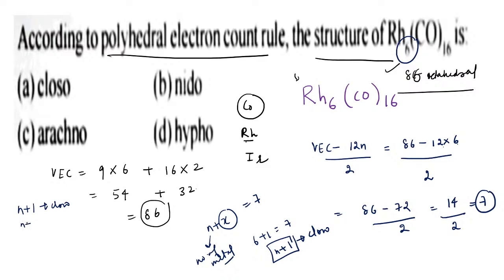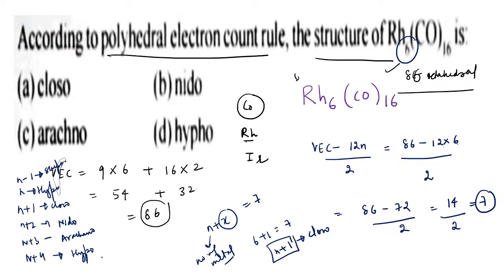If you are getting n plus 2, then nido. If n plus 3, then arachno. And if n plus 4, then hypo. And if you're getting simply n, only n, then it's hyper. And from n minus 1, basically it's super closo. So like this we can write down these structures.